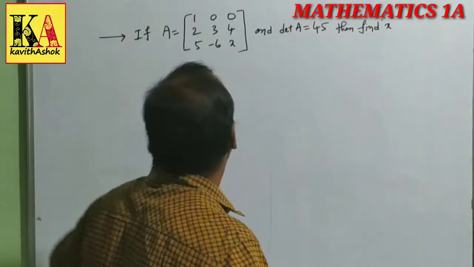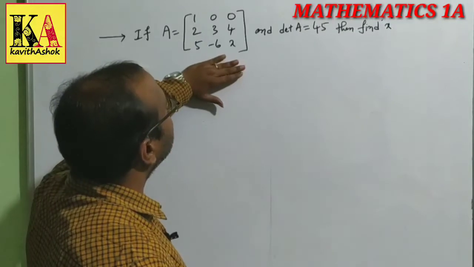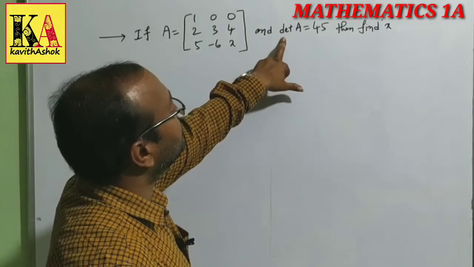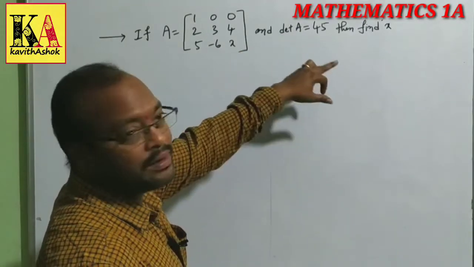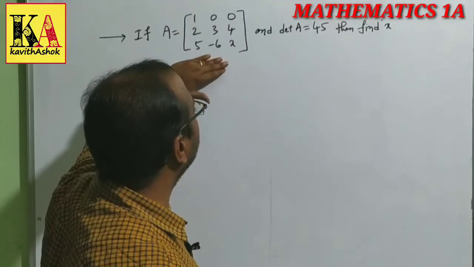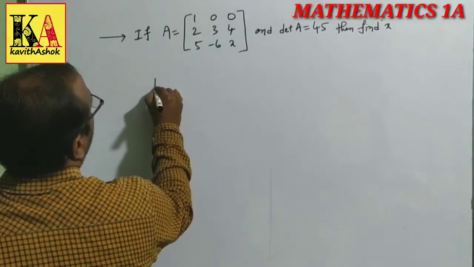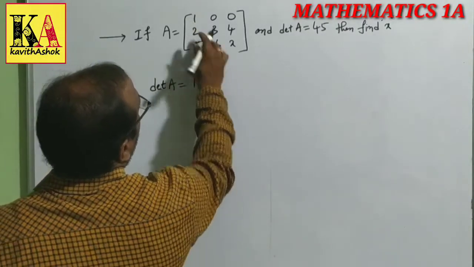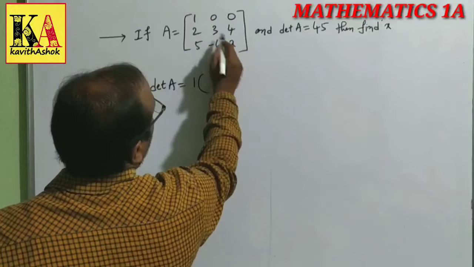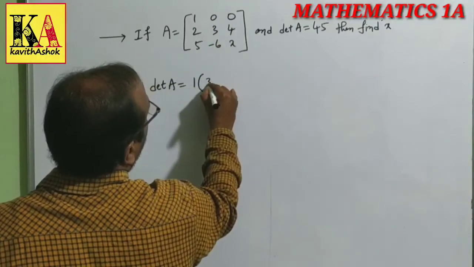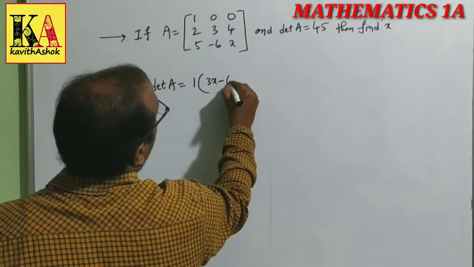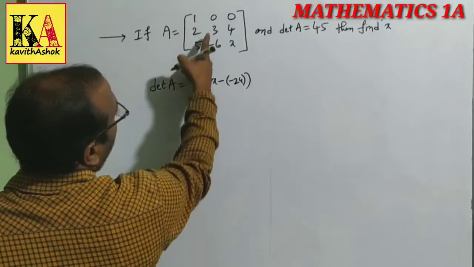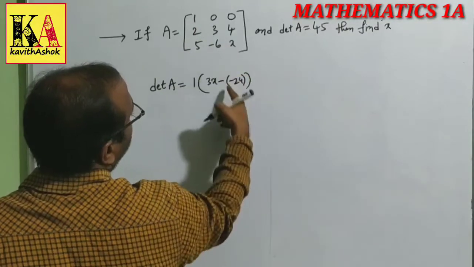Right, one more question. If A is equal to the matrix given here, in which one unknown value is there, and he says that the determinant of this matrix is 45, then find X. So first we will calculate the determinant. Det A is equal to, how do we calculate? 1 into the determinant of the remaining row and column, 3x minus 24, that is AD minus BC.